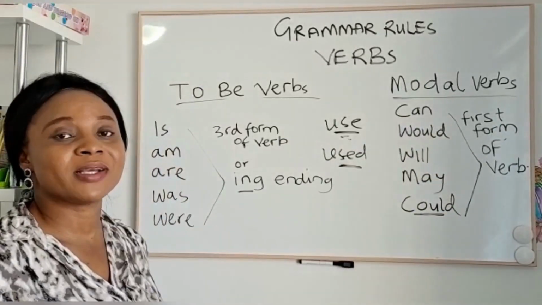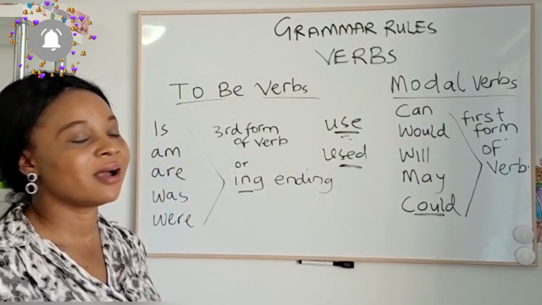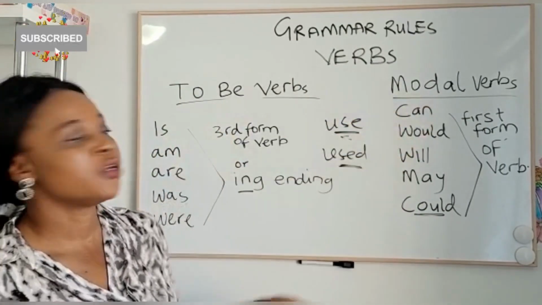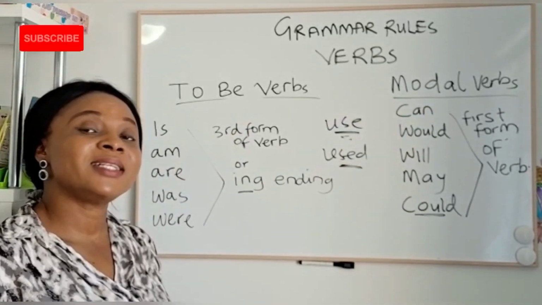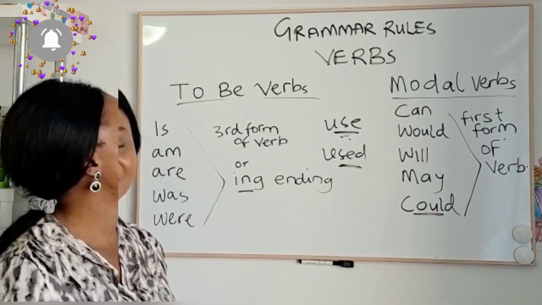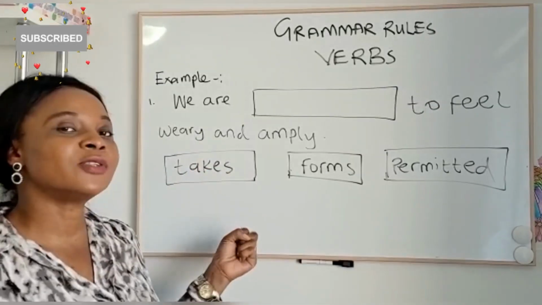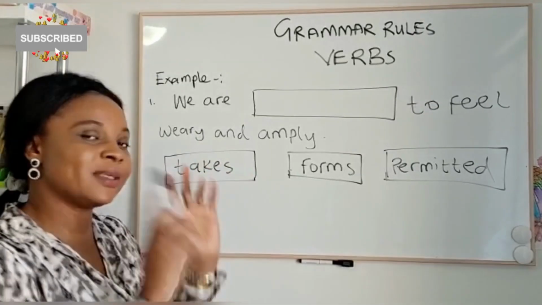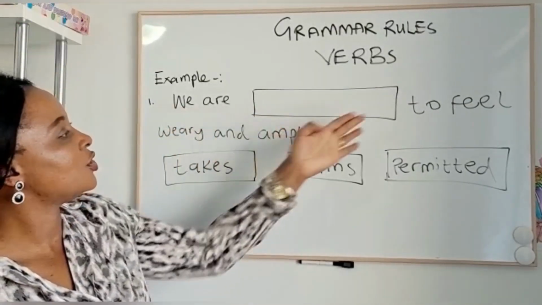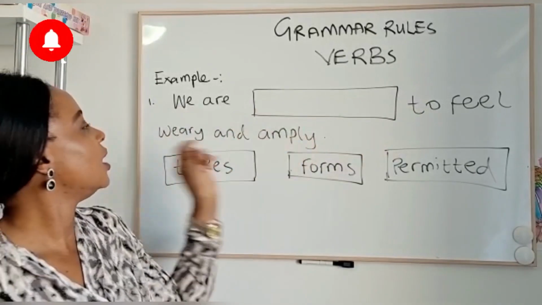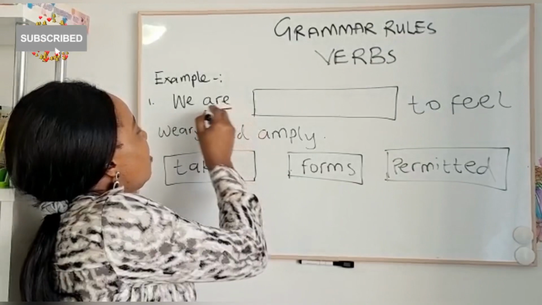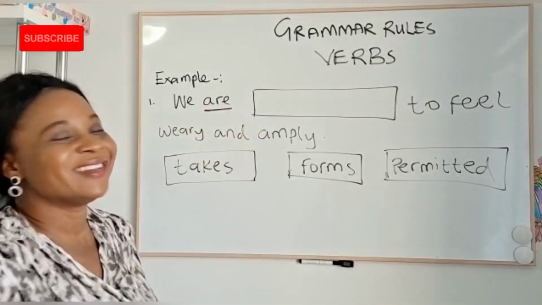I'm going to show you some examples so that you can understand better. So if you see any of these, either the to be verbs or the modal verbs, you will know immediately before the blank what form of verb will be in the blank. So this is one example. I also got this one from the Pearson mock. It's a part of the sentence. It says, we are dash to feel weary and amply. So you already know that are is a to be verb.